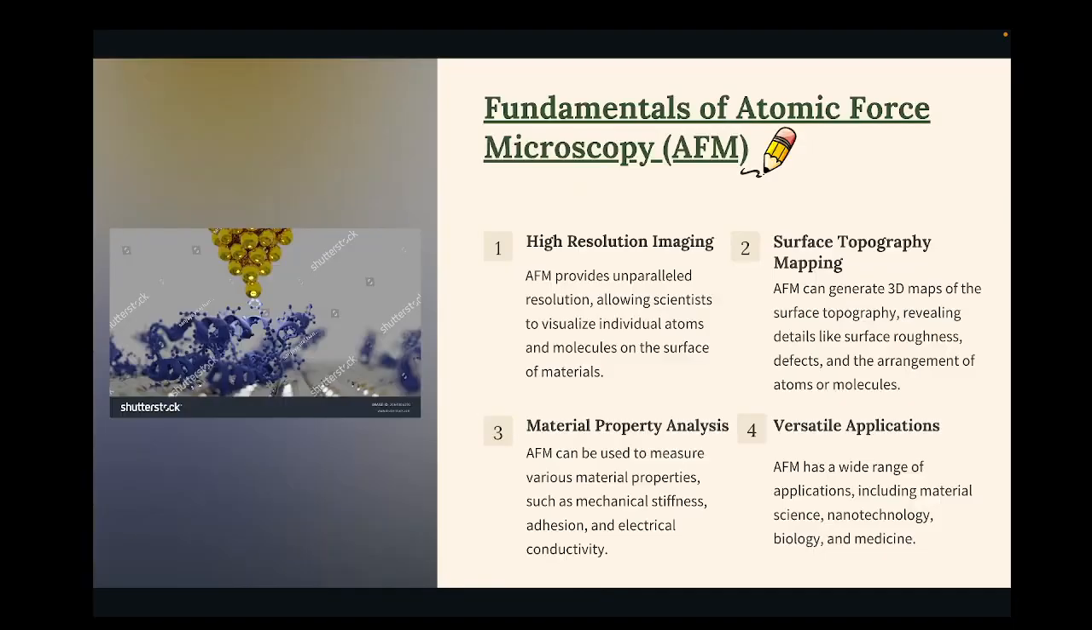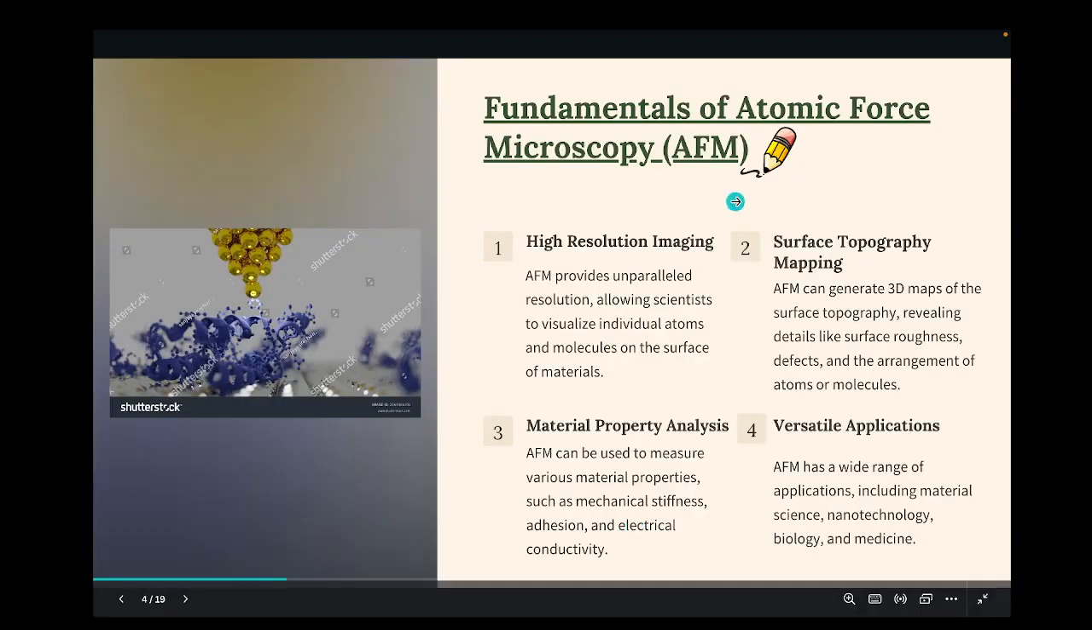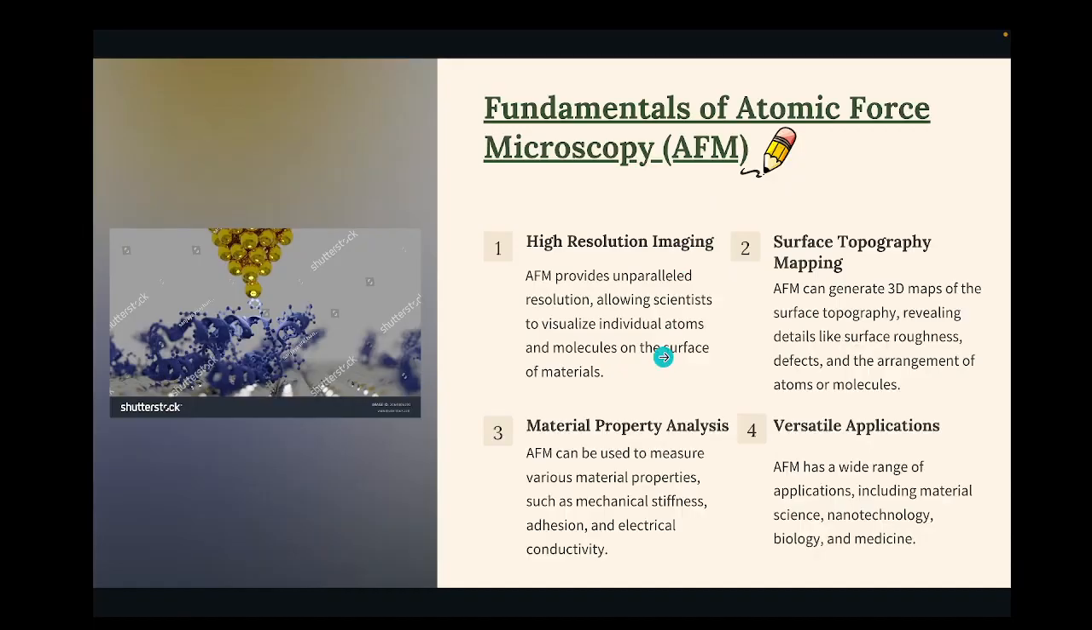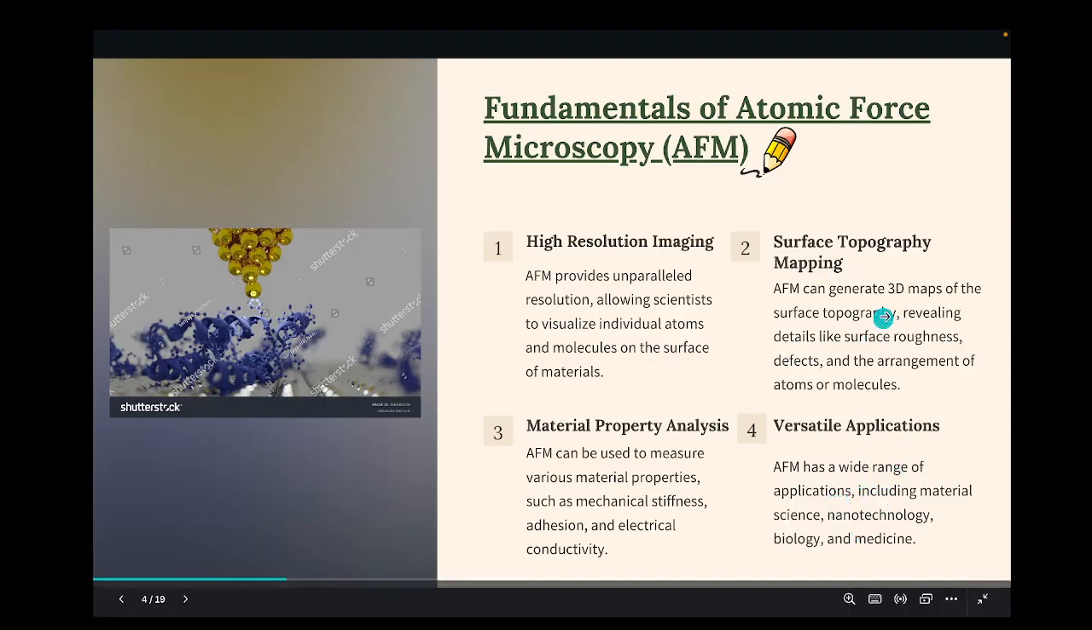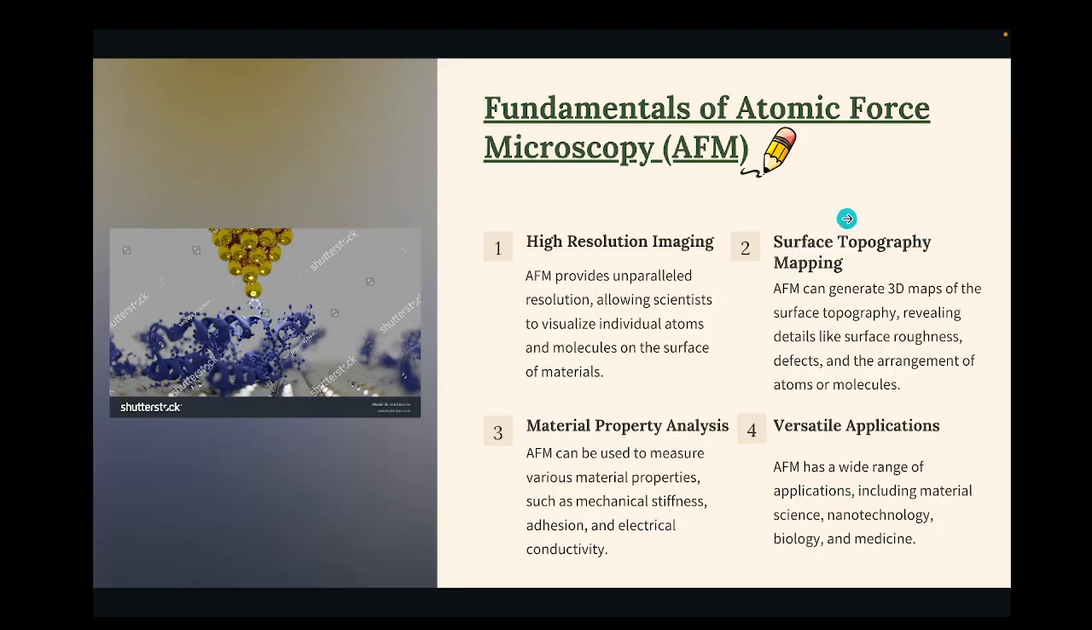These are the fundamentals of the atomic force microscope: high resolution imaging, material properties analysis, surface topography, and versatile applications, including a wide range of applications in material science and nanotechnology. Surface topography is essential for surface mapping, because by analyzing the surface topography we can generate different 3D images, by which we can see how the surface varies and what movements are present in it.